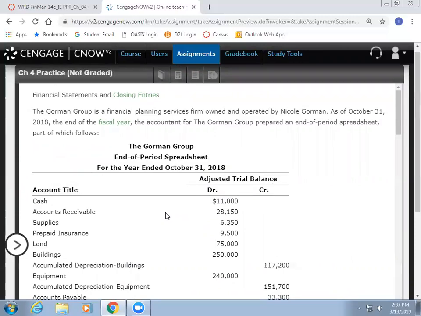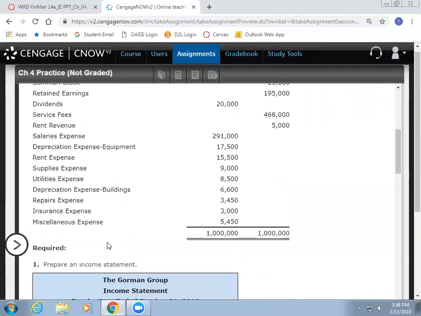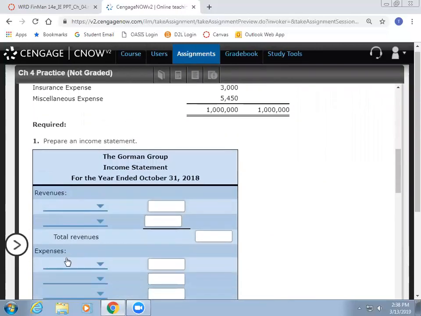So this one is showing the Gorman Group Financial Planning Services. We're at the end of the fiscal year. This is the end of period of the adjusted trial balance. So we've done all the adjustments, and now here's our adjusted trial balance with all of our accounts. And we're just going to prepare statements. Again, I'm going to breeze through these a little bit just for time's sake, but it gives you a good blueprint for doing your homework when you get to those.